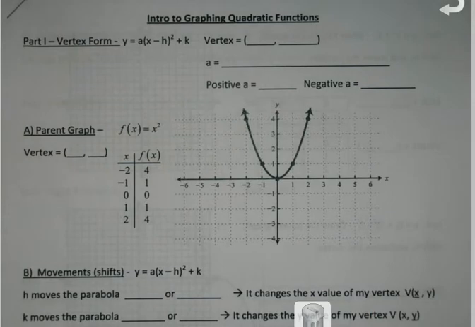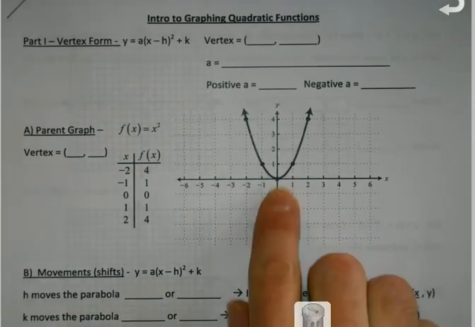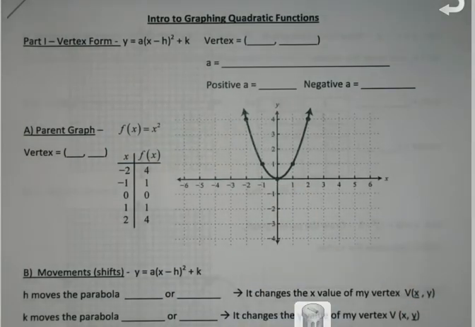We are going to be looking at quadratic functions, these funky U-shaped curves. They're called parabolas. We're going to look at them in a couple different forms. We're going to start with what I think is the easier of the two forms, which is vertex form, where we actually get told what the vertex is ahead of time. And we'll explain what a vertex is first.